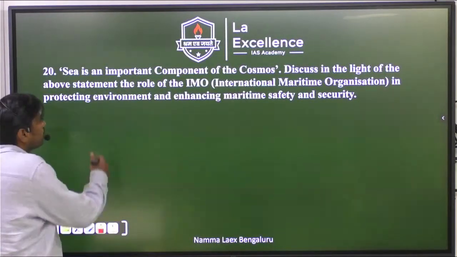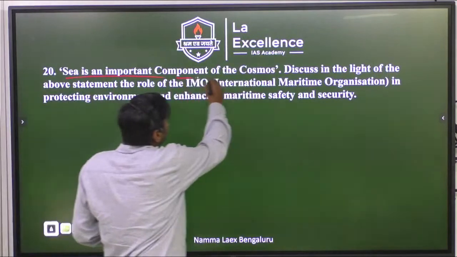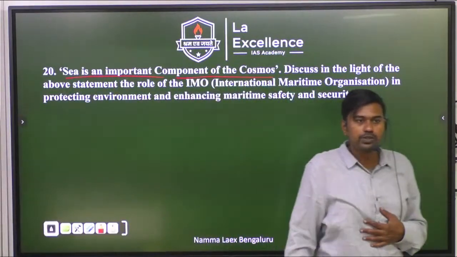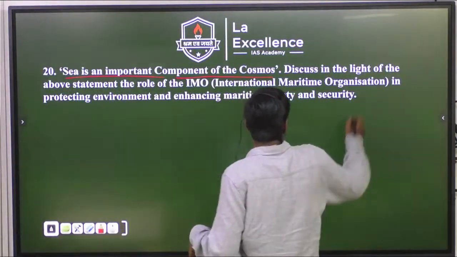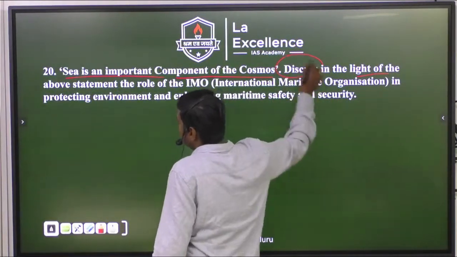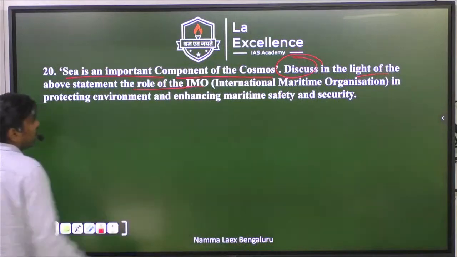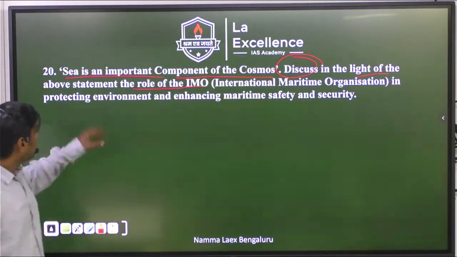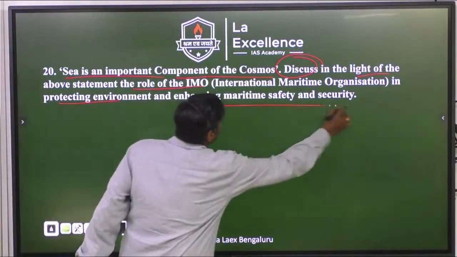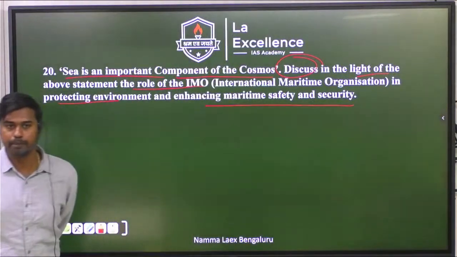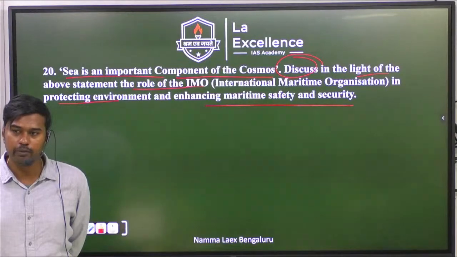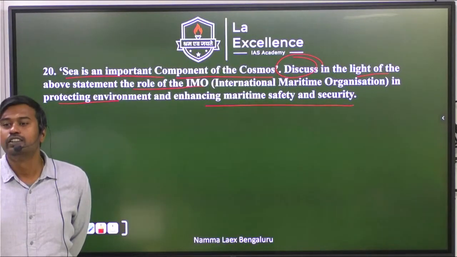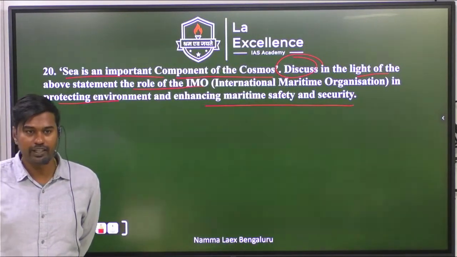Here what they are asking: sea is an important component of cosmos. What is cosmos? Universe. Sea is very important. Discuss in the light of the above statement the role of IMO in protecting environment and in enhancing maritime safety and security. Is it clear? The question is very direct and simple. If you know about IMO, you write. If you don't know, you try to manage. Are you getting it?